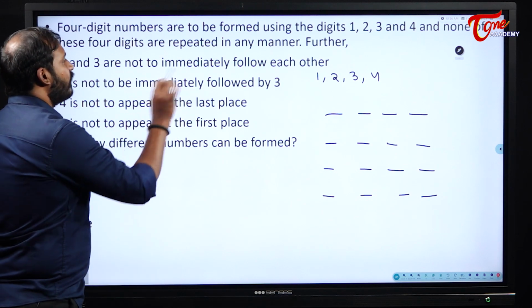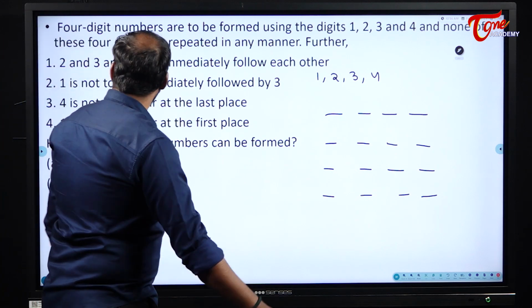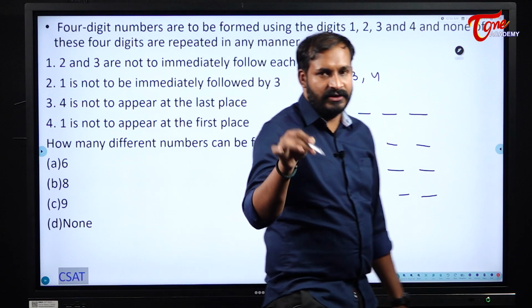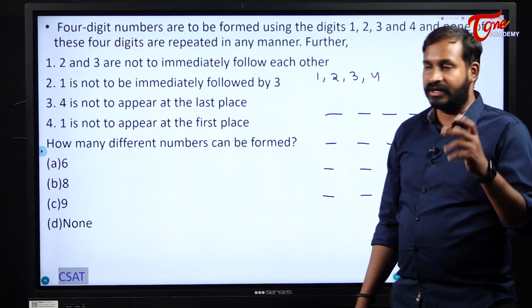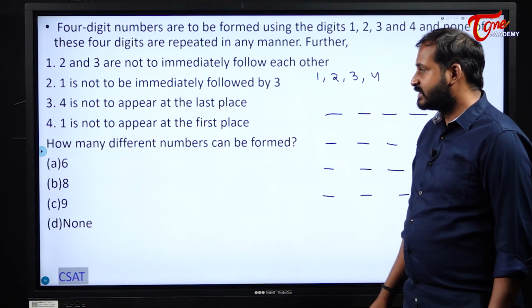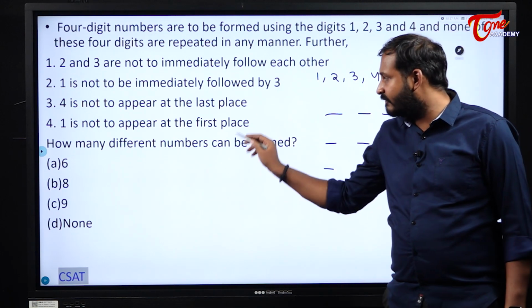1 is not immediately followed by 3. That is the other one. Okay, now see here, what we can do here is, students, either you can go with the third one or the fourth one. We will try to write 4 is not appearing at the last place and 1 is not appearing at the first place, right? I will go with this one.